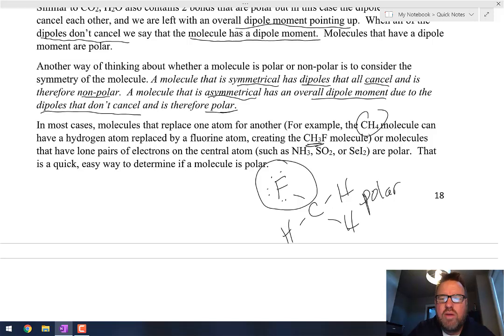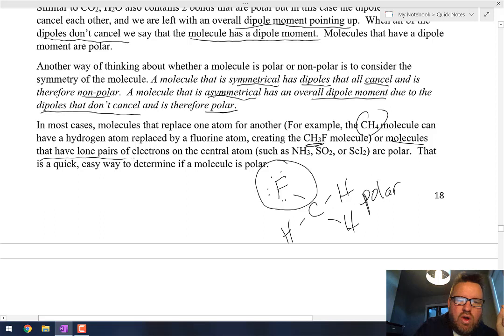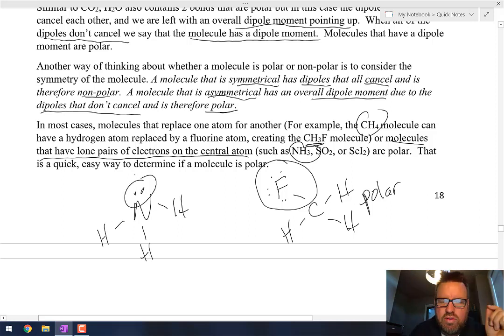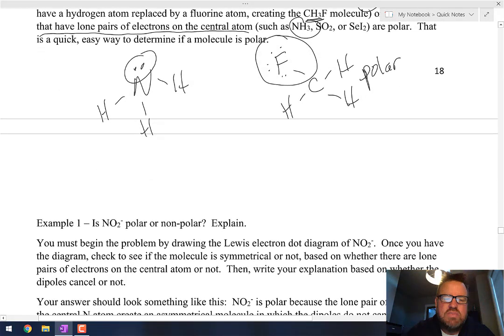Okay, a more common scenario, though, is that molecules that have lone pairs on the central atom are polar. So anytime you have, like the example here, NH3, as soon as you see those lone pairs, you go, oh, polar. Anytime the atom they're asking you about has dots on the central atom, it's polar.